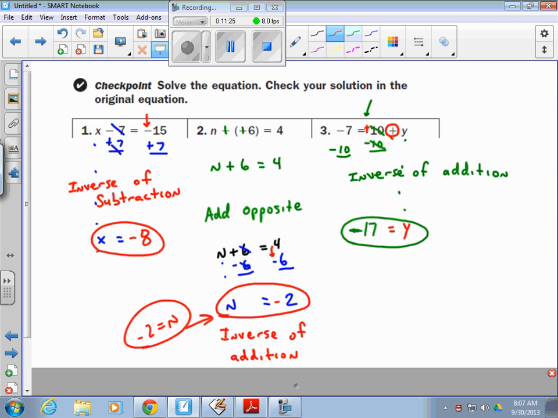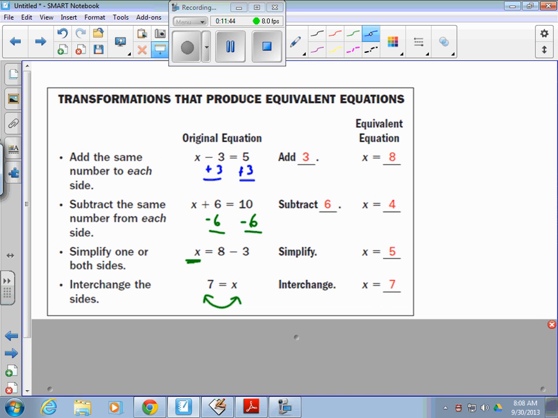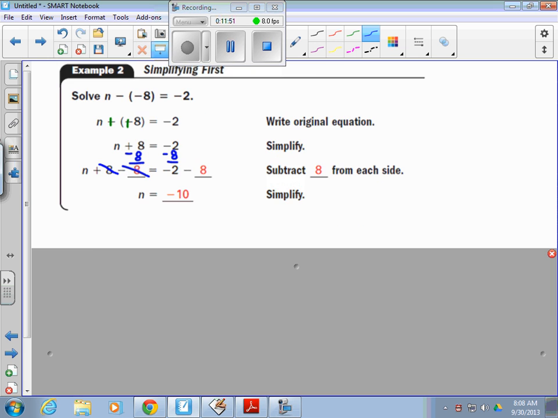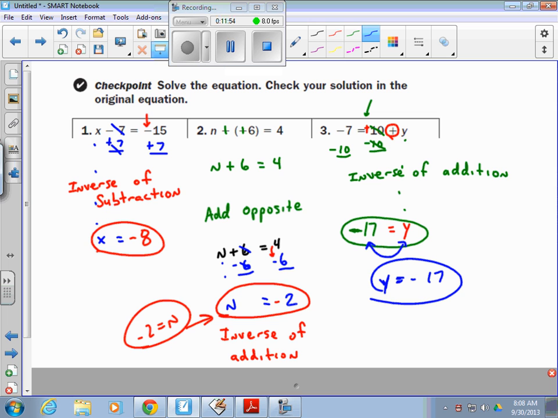And then if you need to make it look a little bit neater to yourself, you could change the order around and say y equals negative 17. And in fact, when you're reading the solution out loud, it always helps you to say the variable first. In this case, y equals negative 17. And if you look back to our transformations box, it says interchanging the sides. If you need to, write in the word interchange to say 7 equals x is the same thing as x equals 7, or in this case, negative 17 equals y is the same thing as y equals negative 17. You can write in the word interchange.